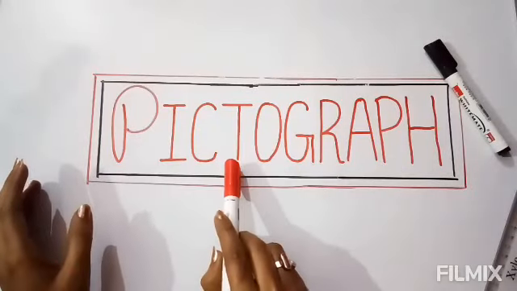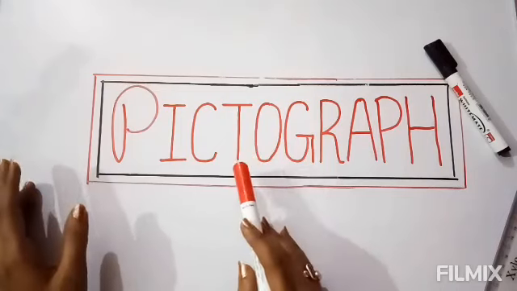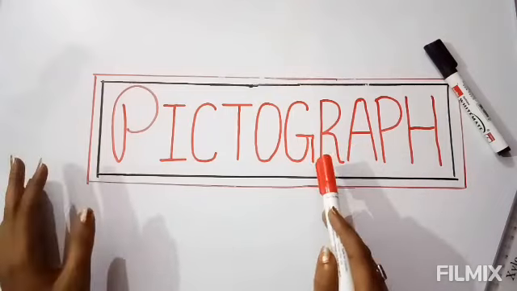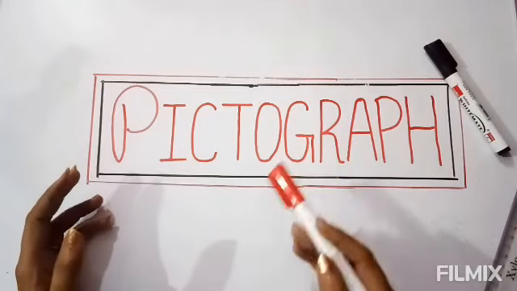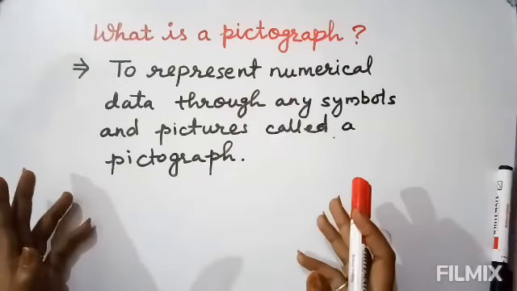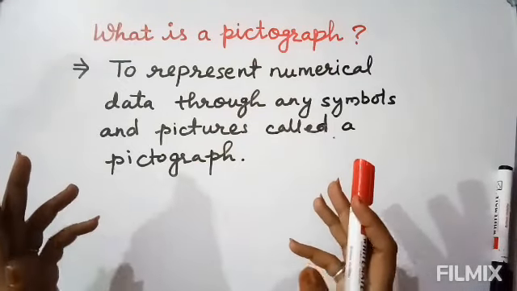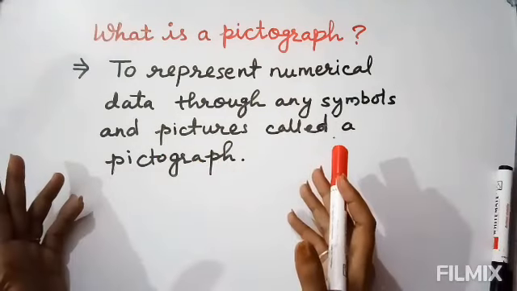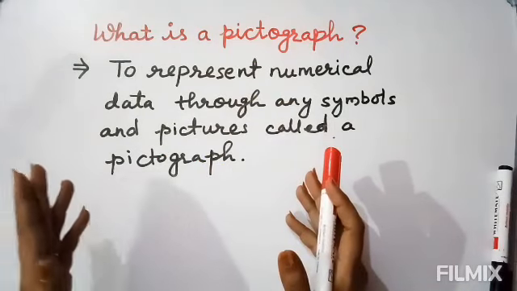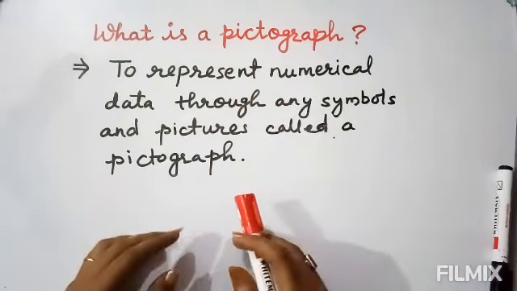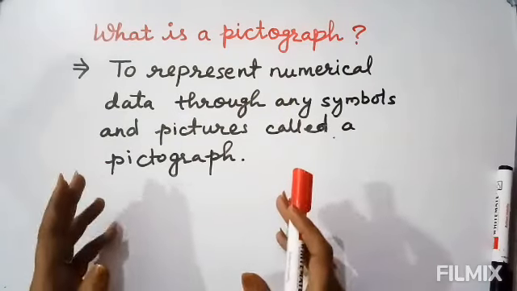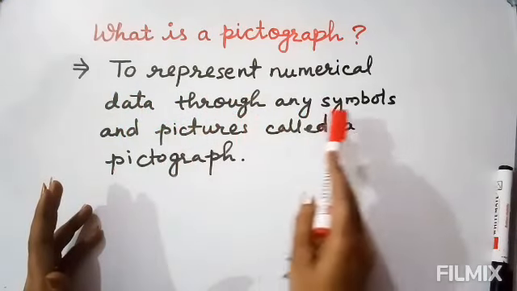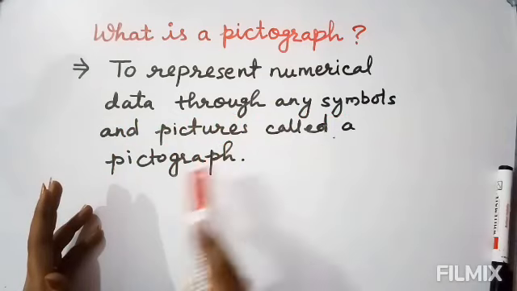Today's topic is pictograph. By the end of this video you will understand what a pictograph is and how to present it. So let's first learn about the pictograph. The collection of any information in the form of numerical figures is called numerical data, and that numerical data represented by pictures or symbols is called a pictograph. Basically, representing numerical data through symbols and pictures is called a pictograph.